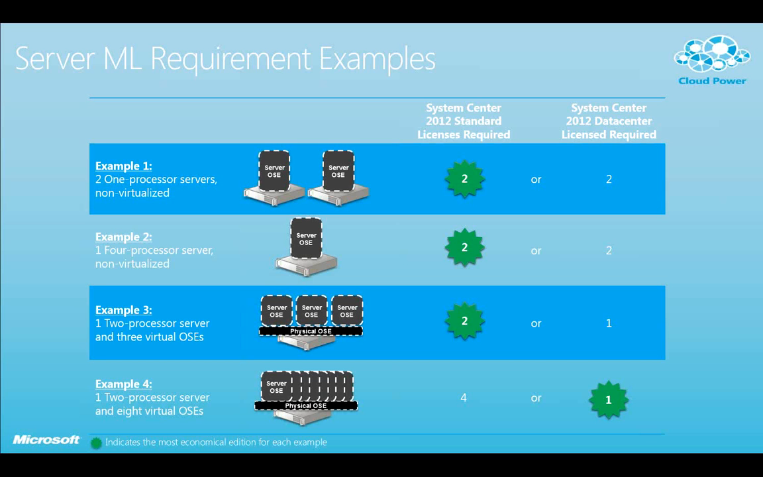Okay. Example number 3, I've got 1 server. That 1 server is running 3 virtual machines. So again, that would be 2 standard licenses or 1 data center. But if we went above that, as you can see with the example 4, where we've got a single server and we're running 8 virtual machines, you either buy 4 standard licenses or you buy a single data center, and that's when data center realistically comes into its own.